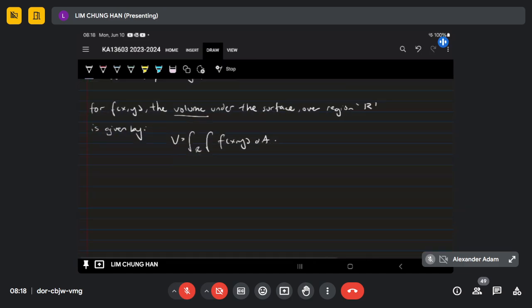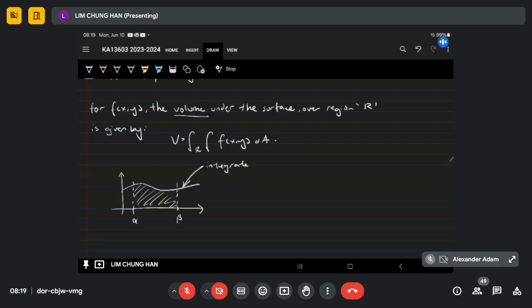So in calculus 1, when you have a function like that and you integrate it over two limits, let's say beta and alpha, the bigger and the smaller limits, what you're actually getting is area under the curve. So this is calculus 1.